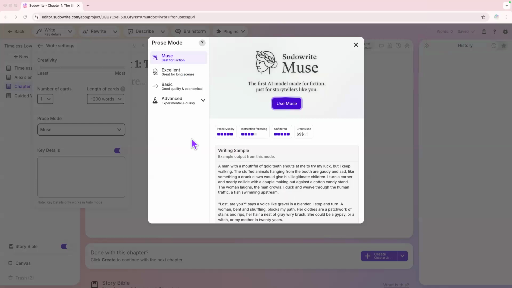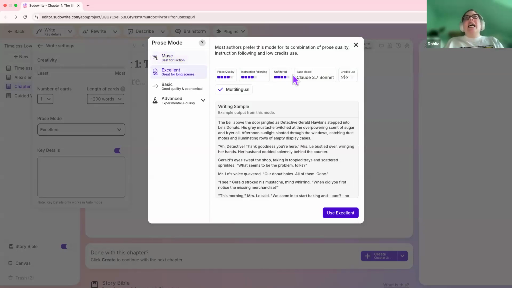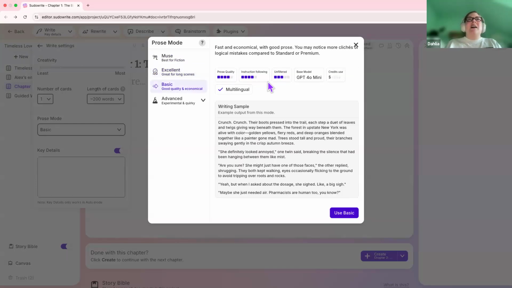Yeah, and I want to show that it's not just the unfiltered one which is the advanced version, but it's that one there where your cursor is. Yeah, this gives you an indication how unfiltered a model is. Like Muse is 100% unfiltered because Sudowrite trained it themselves. Excellent is a little bit filtered since the Claude models like to clutch their pearls. And same with Basic.